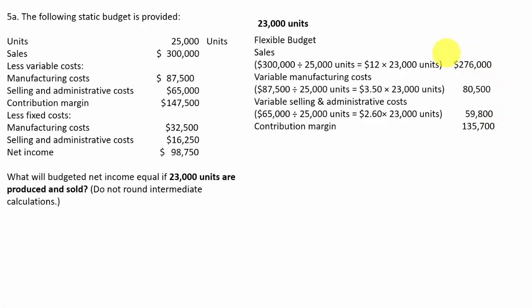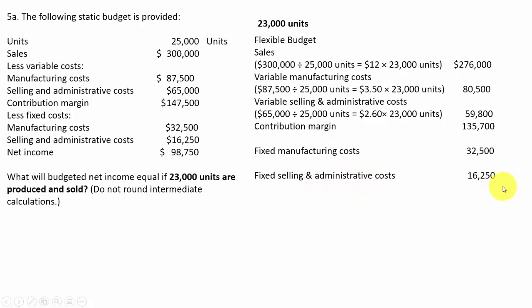So contribution margin will be the two variable total costs of $80,500 plus $59,800, add them together, subtract them from the sales to come up with contribution margin of $135,700. Now we have manufacturing expenses that are fixed. We'll subtract those from the contribution margin, and they don't change, right? Whether we make 25,000 units or 23,000 units, these fixed expenses don't change. So 32.5 over here, 32.5 over here. We'll subtract out the fixed selling and administrative expenses, which were $16,250.